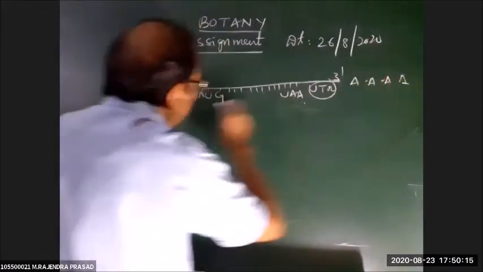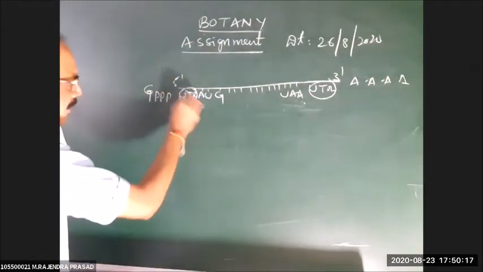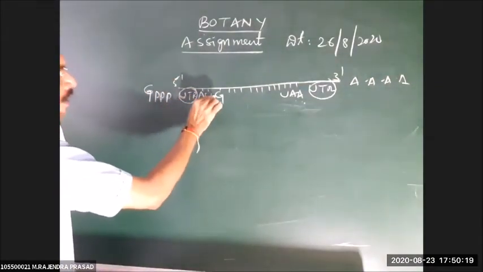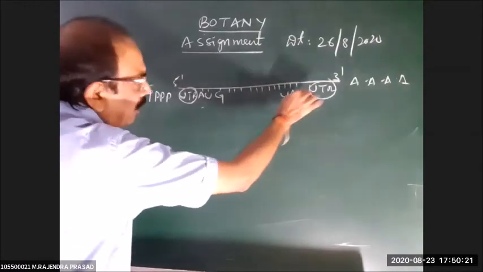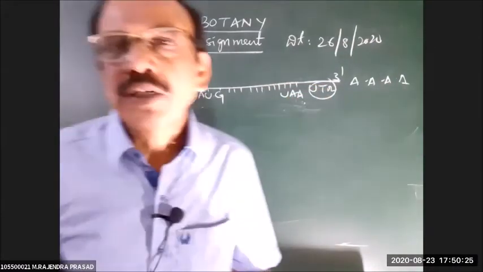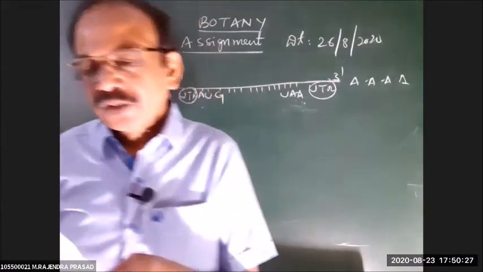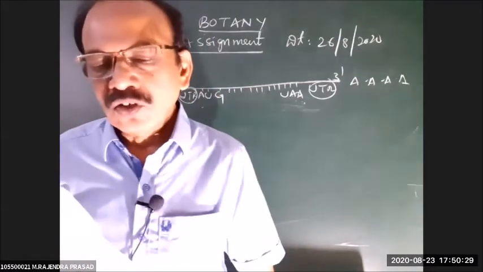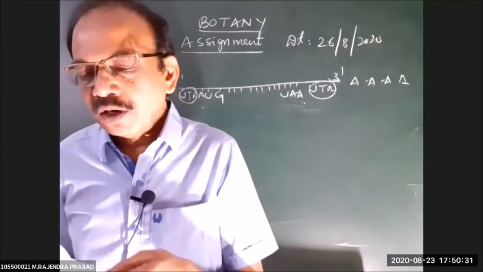So these untranslated regions that are present before the start codon and after the stop codon help in an effective translation mechanism. For efficient translation, so the answer for this question is the third option.